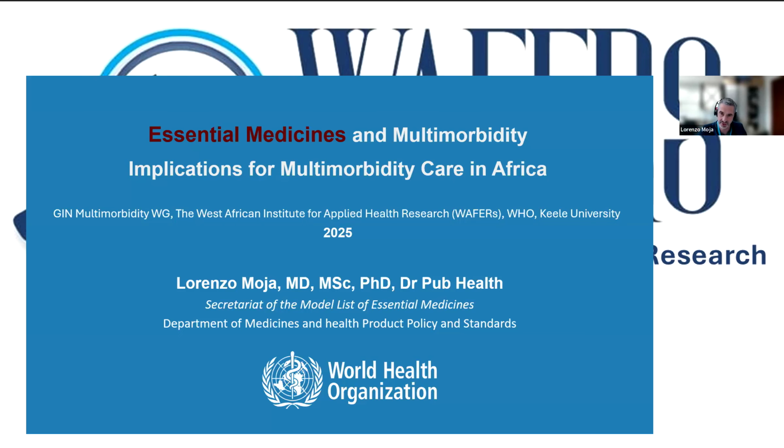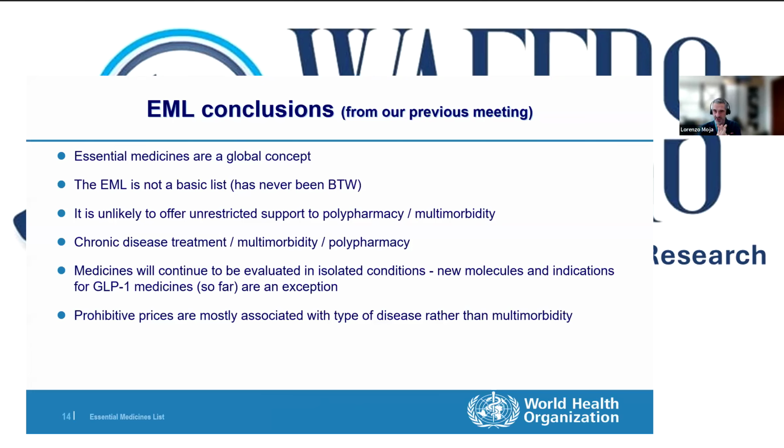I'll start by reminding you of some of the conclusions from my previous talk, just to refresh minds. One of the key points was that essential medicines are a global concept, and in Africa almost all countries have a national EML, even though this is not always the go-to list for medicines that would be reimbursed. But it is clearly a list of medicines that have some kind of priority at the healthcare system level.